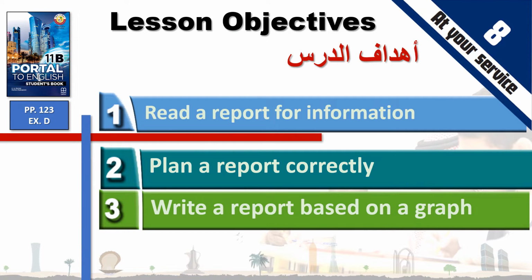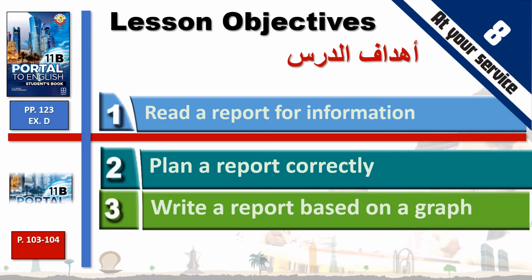The objectives of our lesson are: 1. To read a report for information. 2. To plan a report correctly. 3. To write a report based on a graph. As you can see on the screen, you need to get your student book and workbook ready in order to follow me. Thank you.